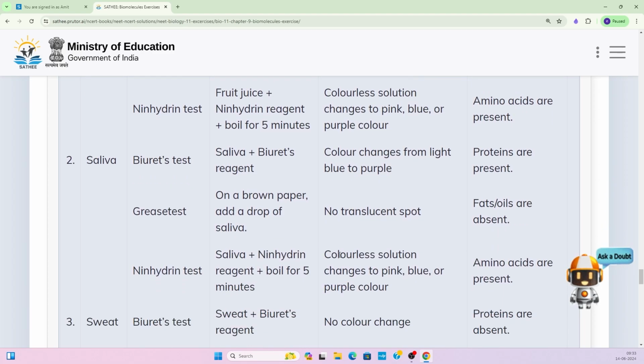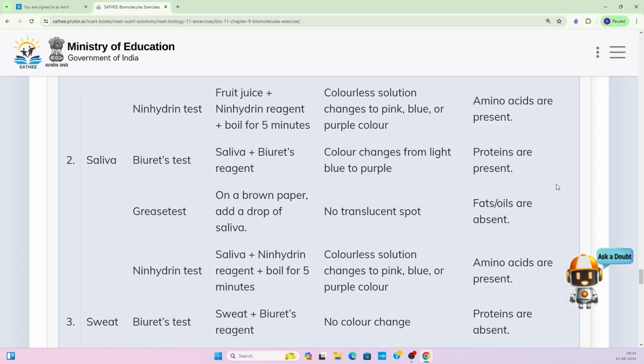Next, you take saliva. You take the saliva in a test tube and do the biuret test. When saliva is added to the biuret reagent, the color changes from light blue to purple. Proteins are present. The enzyme is basically ptyalin, that is salivary amylase, whose chemical nature is protein, so it gives a positive protein test.